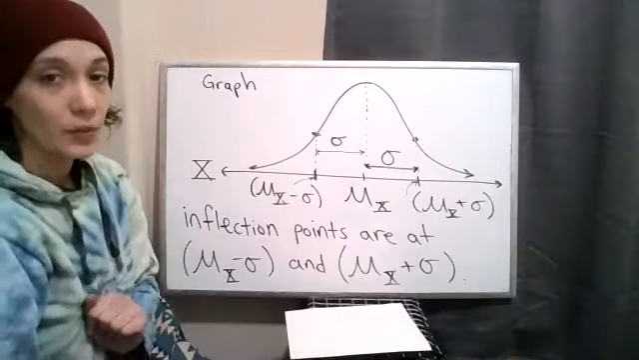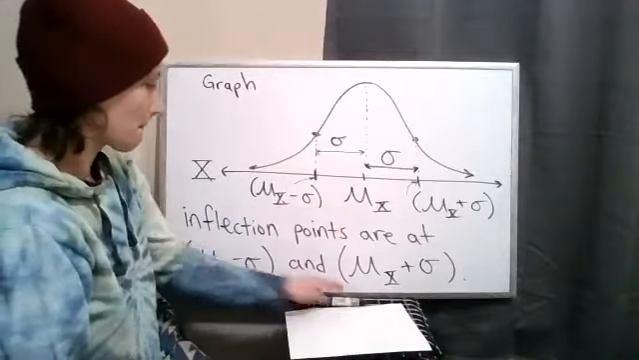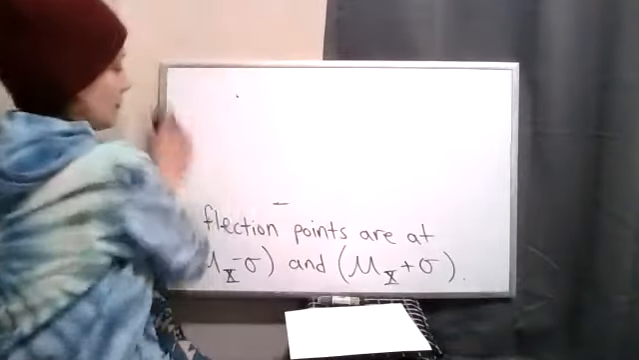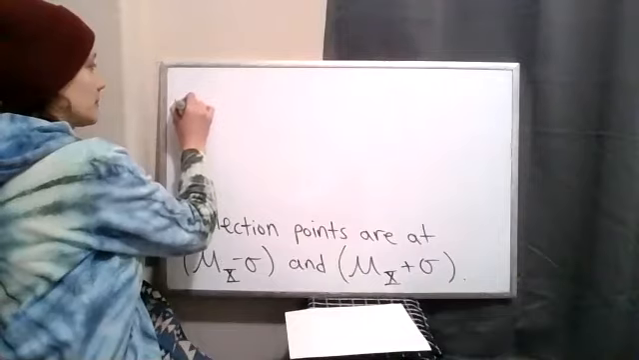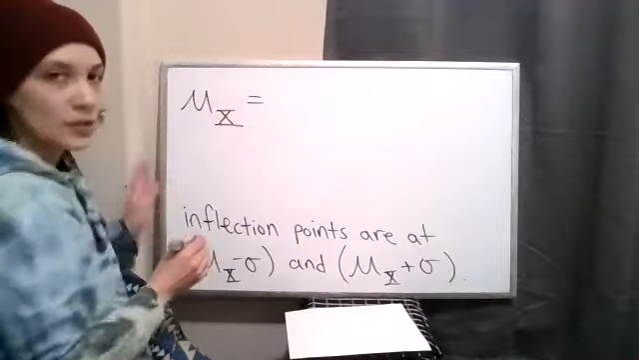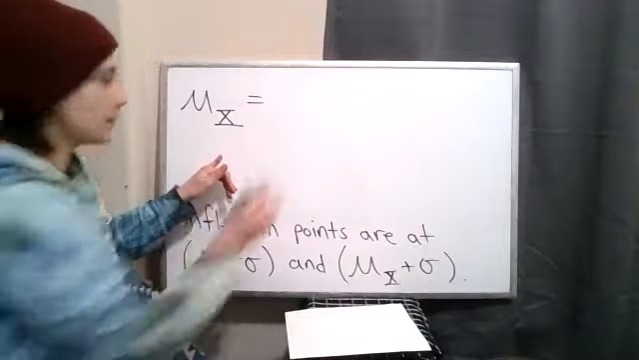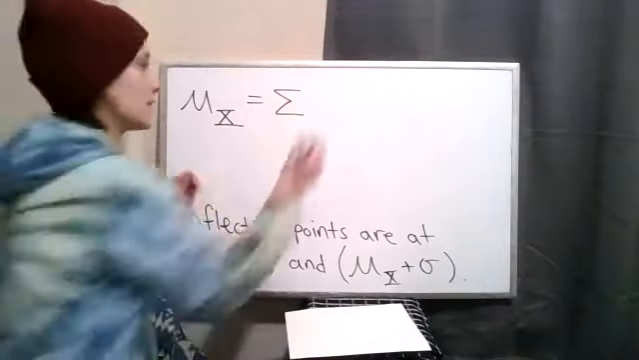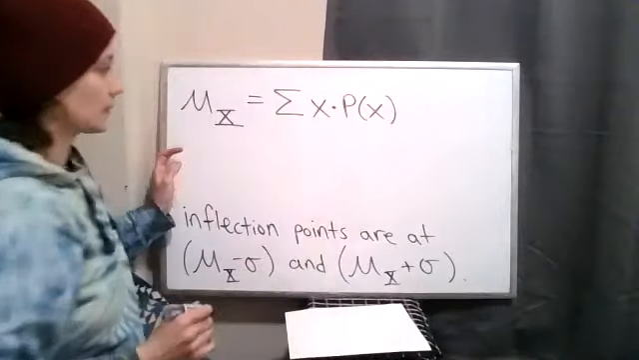Okay. We need to talk about the formula for the mean. So if you don't have a graph, but instead there's a table, you take the sum of all x times p of x. And that's the mean.